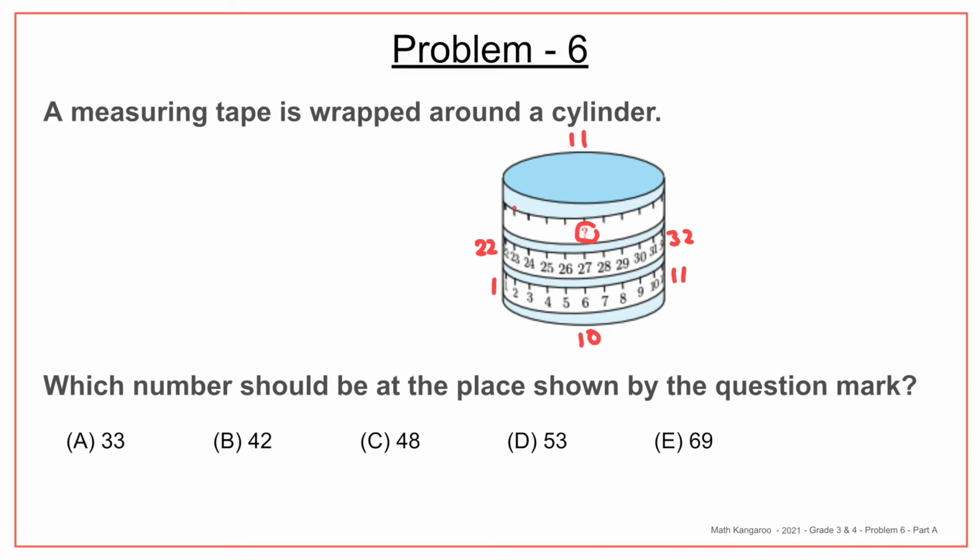So when the tape comes here, it would be 43. So this will be 44, 45, 46, 47 and 48. So our answer should be option C, 48.